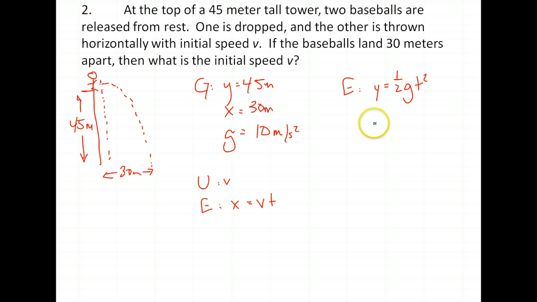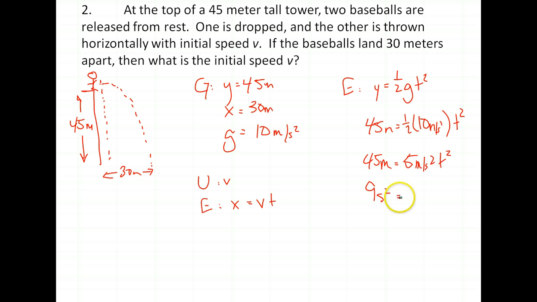So our y in this case is 45 meters. We have 1/2 times 10 meters per second squared times t squared. So we're going to end up with 45 meters equals 5 meters per second squared t squared. 45 divided by 5 is 9 seconds squared, because our meters will cancel, equals t squared. And so we end up with 3 seconds for our time.